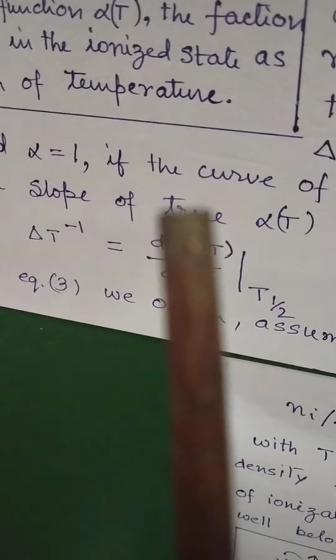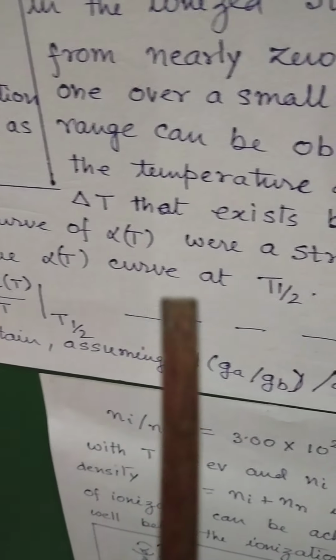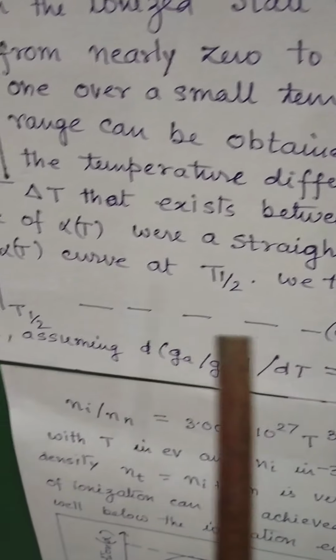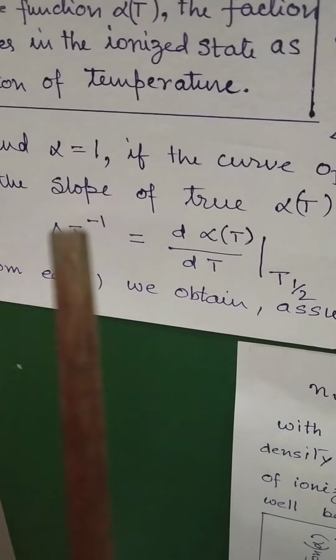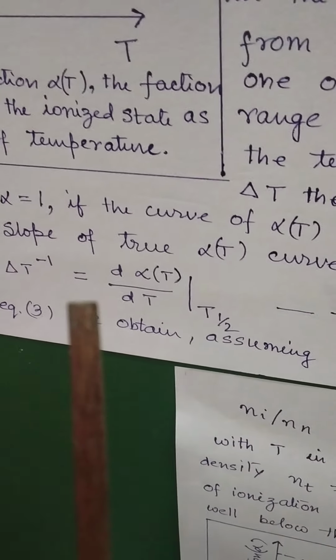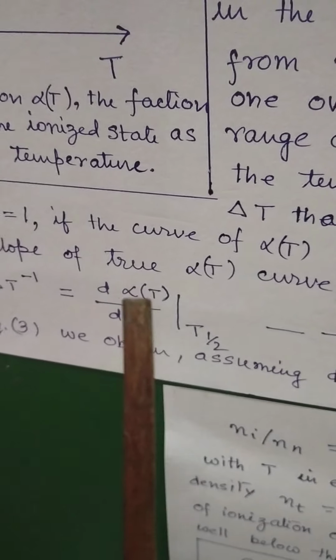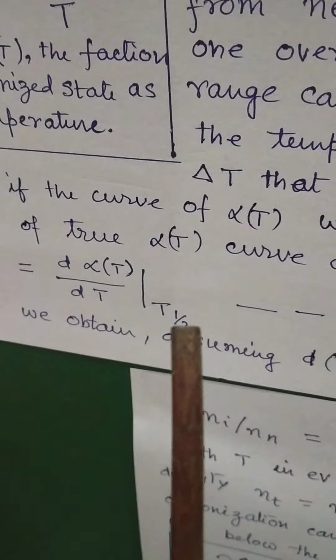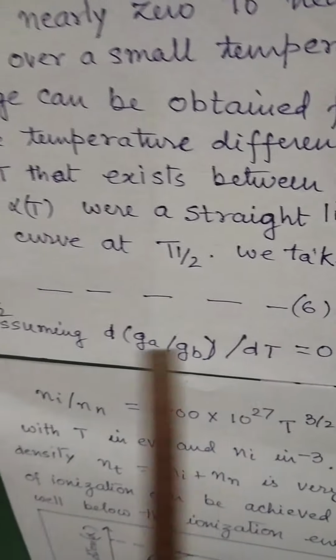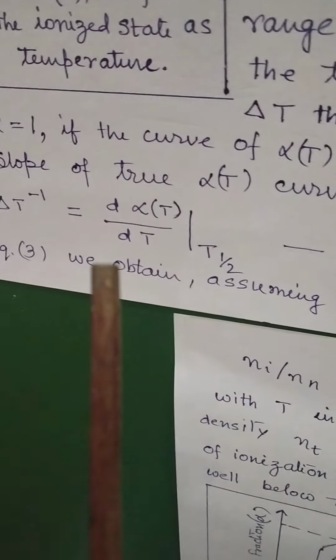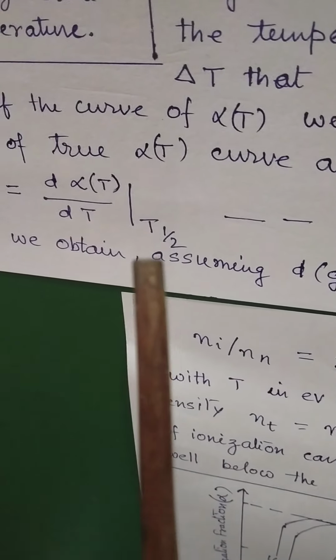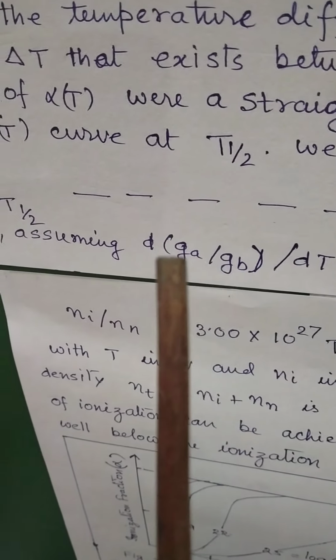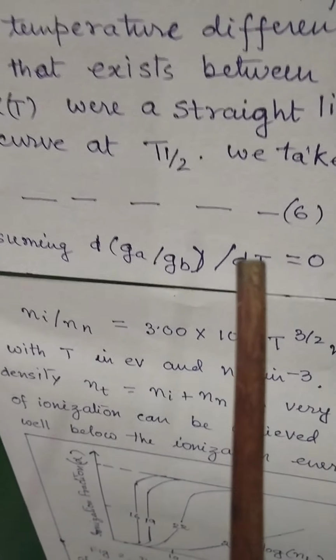Now, with the slope of the alpha T curve at T half, we take delta T raised to the power of minus 1 equal to d alpha(T) upon dT. This value is calculated at the value of T half. Let it be equation number 6. From equation 3, we obtain, assuming d by dT of Ga upon Gb equal to 0.